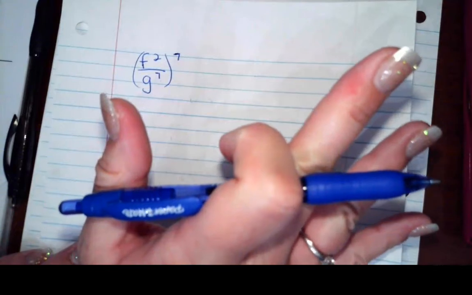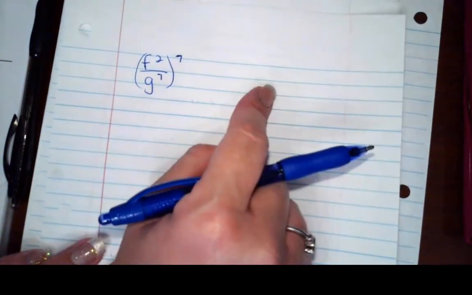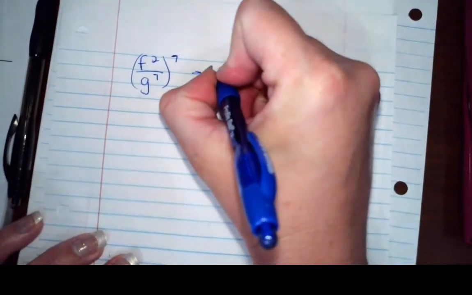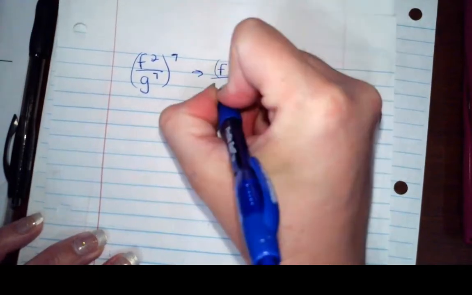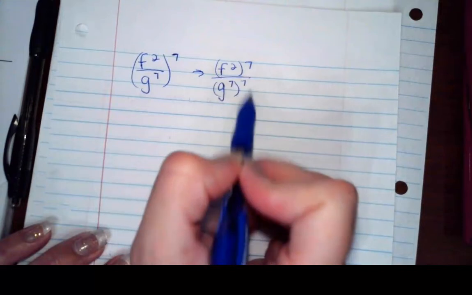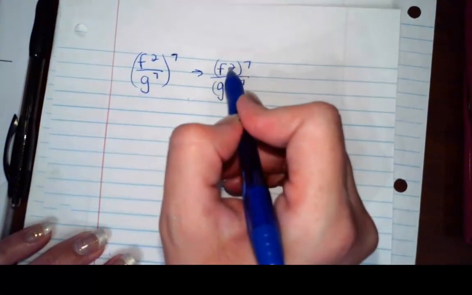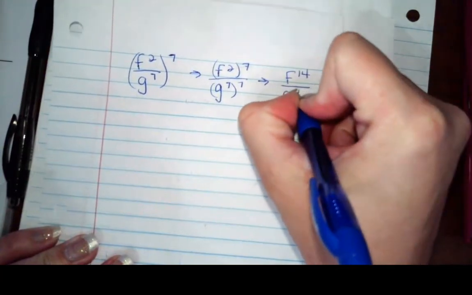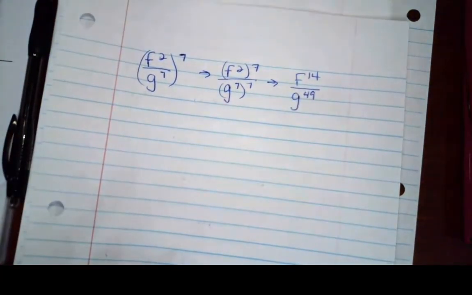Because this is where knowing the rules comes in handy. I don't want to rewrite this thing 7 times. So I can, but I don't want to. So I'm doing f squared times f squared times f squared times f squared, which means I can rewrite that as f squared to the 7th over g to the 7th to the 7th. This 7 belongs to both bases. And now if I've got a power to a power, I multiply. So that gives me f to the 14 over g to the 49th power. So those are exponents. Those aren't coefficients or anything like that. So f raised to the 14th power over g to the 49th power.